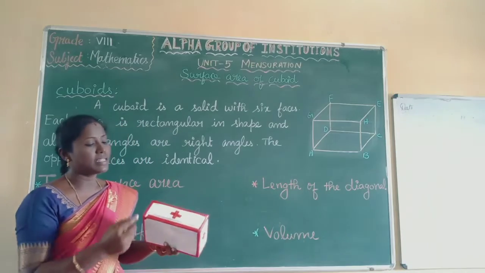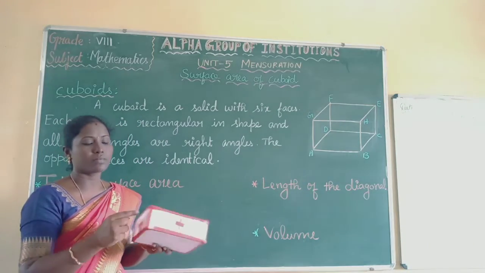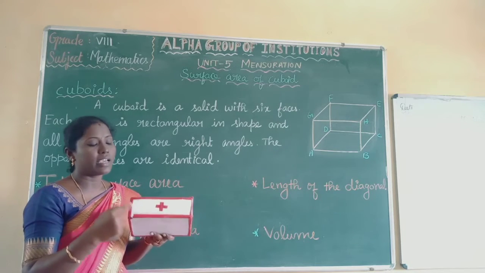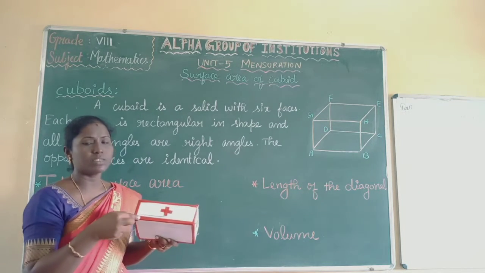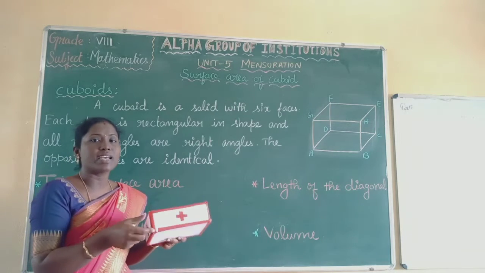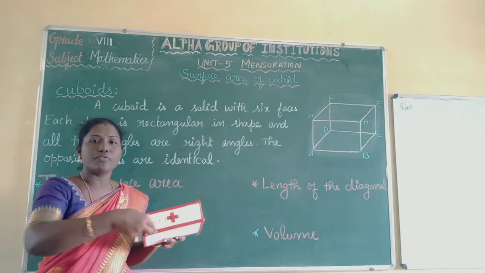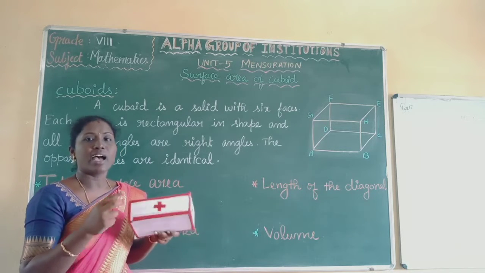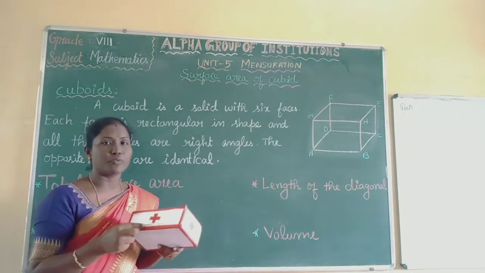Now see the next 2 identical faces. These 2 faces include this, which is called the length, and this part, which is called the height. To find the area of this face we have to multiply the length and height. Again we have 2 identical faces for this.